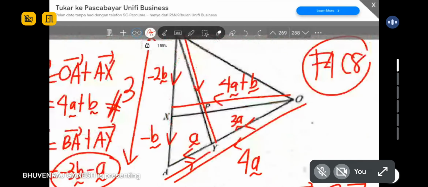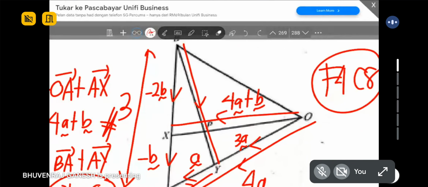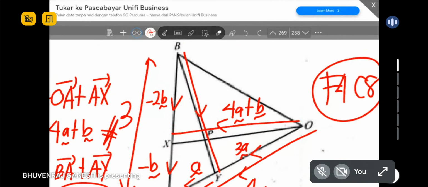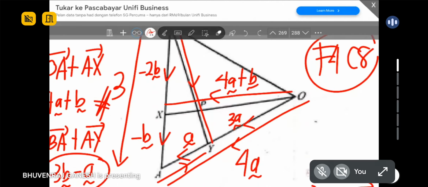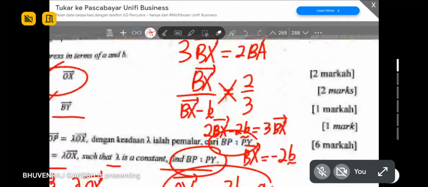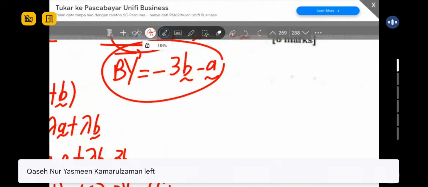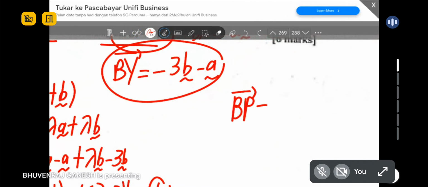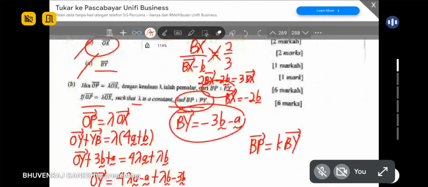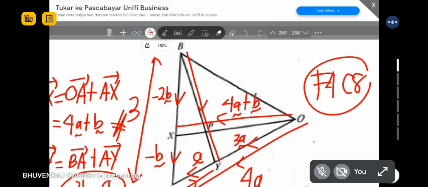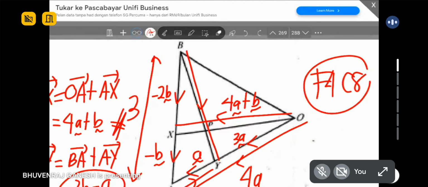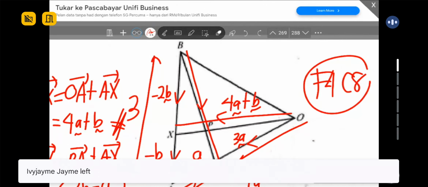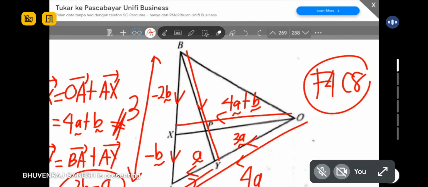Okay, and then you guys can notice another thing. You can also form another equation. BP equal to lambda BY. Actually, I don't use lambda, guys, I use K. Do you guys understand this? Because they are collinear. Can you guys see that? B, P, Y, they are all in a straight line, right? So I can say BP equal to K BY, because they are parallel.